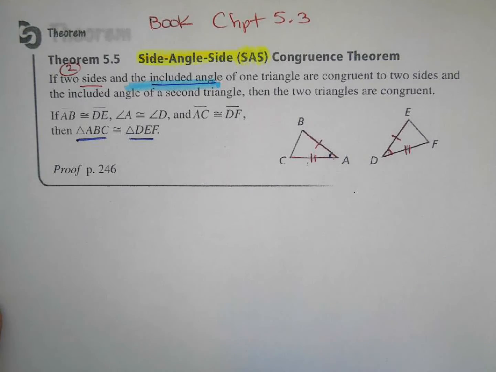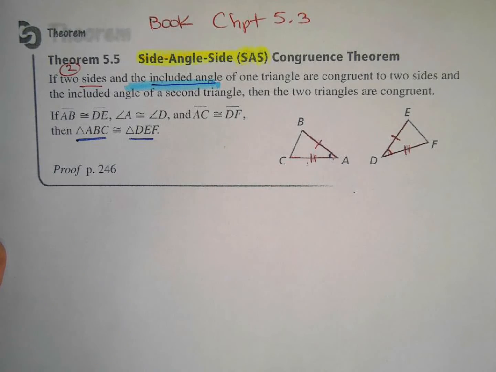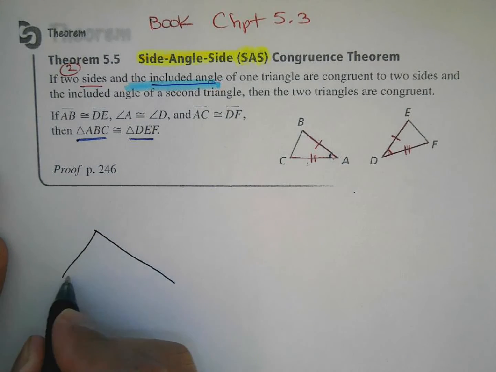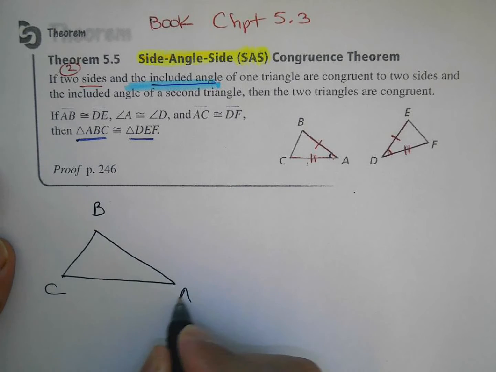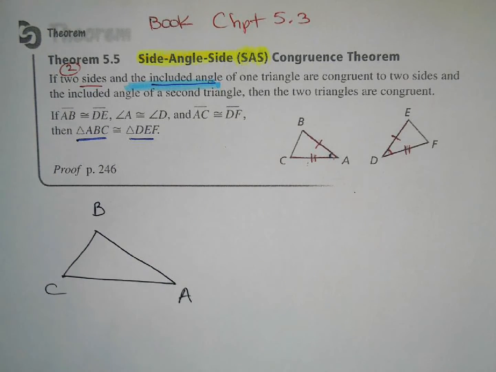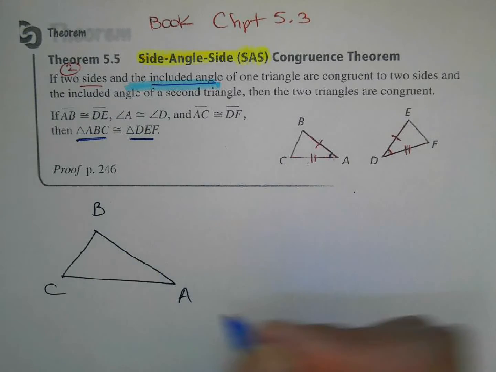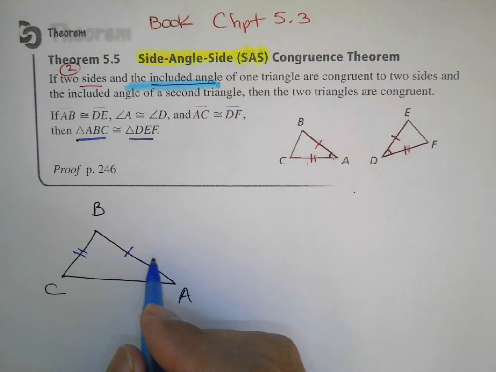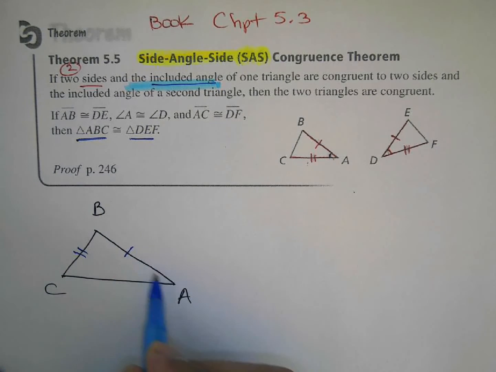So what if this triangle was like this? I'm going to draw it almost similar. You can copy it down in your notes. B, C, A. What if I told you that it was this side and this side? They're two different measures. That's why we use two different markings.